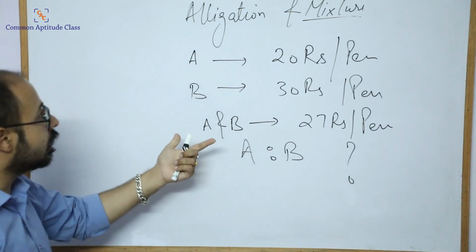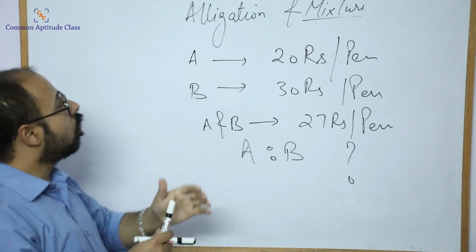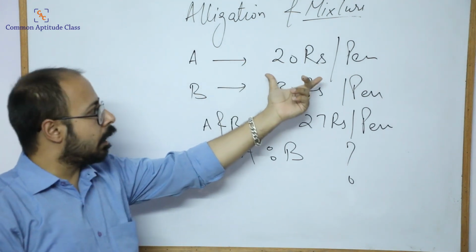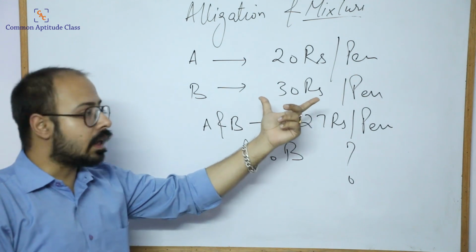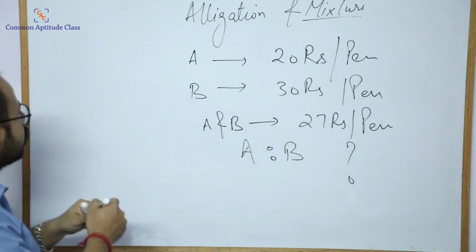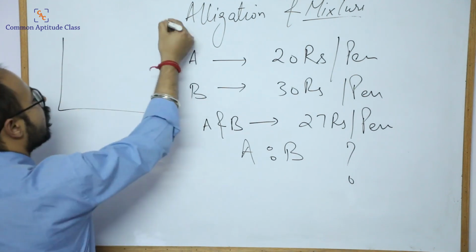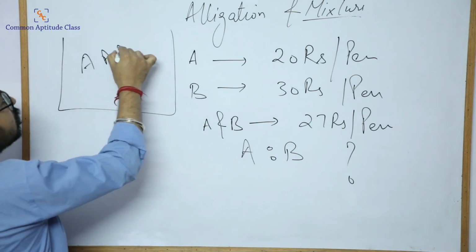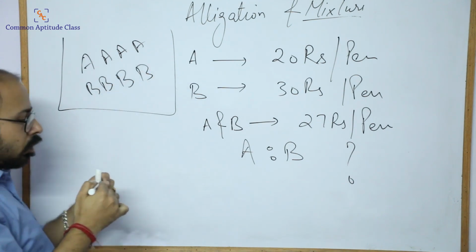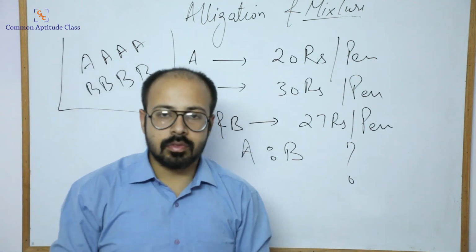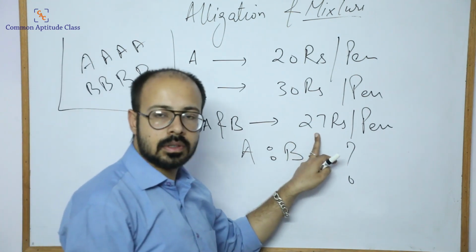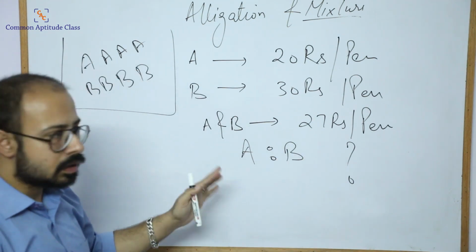Now, this is the question of alligation. I bought a pen at 20 rupees and a pen at 30 rupees. The average cost to me is 27 rupees per pen, so this is a mixture. For example, I have a container, a box, where A pens and B pens are kept. Why not keep them separately? Whenever I put my hand in, I will sell it at the cost of 27 rupees, so it will help me. This is the basic idea.